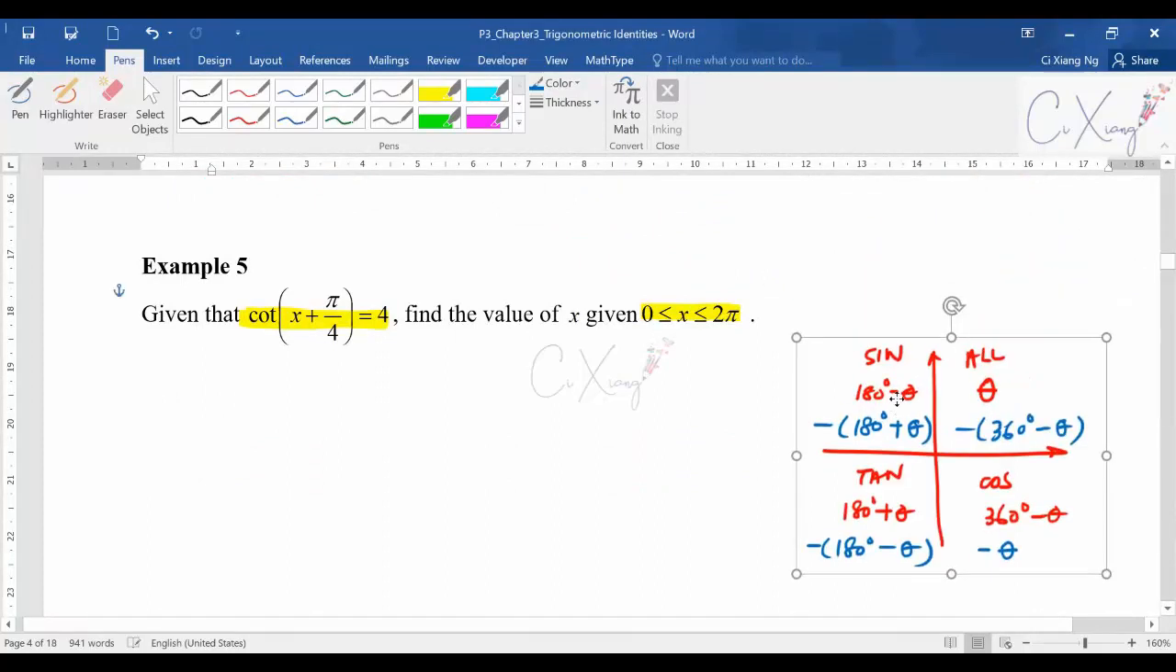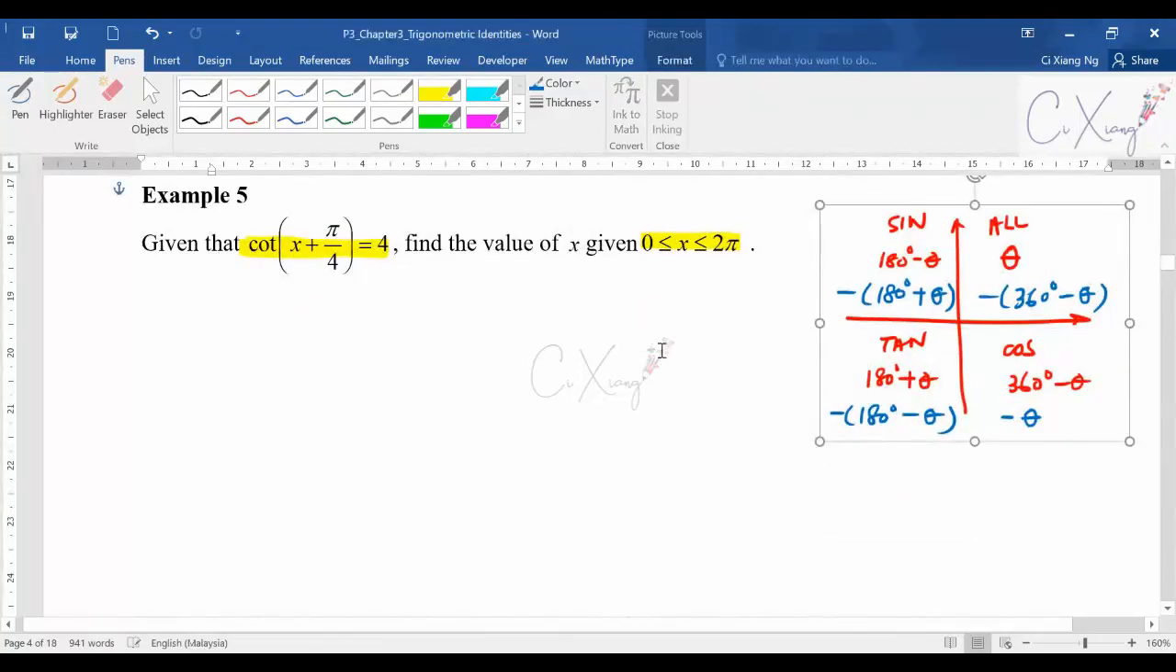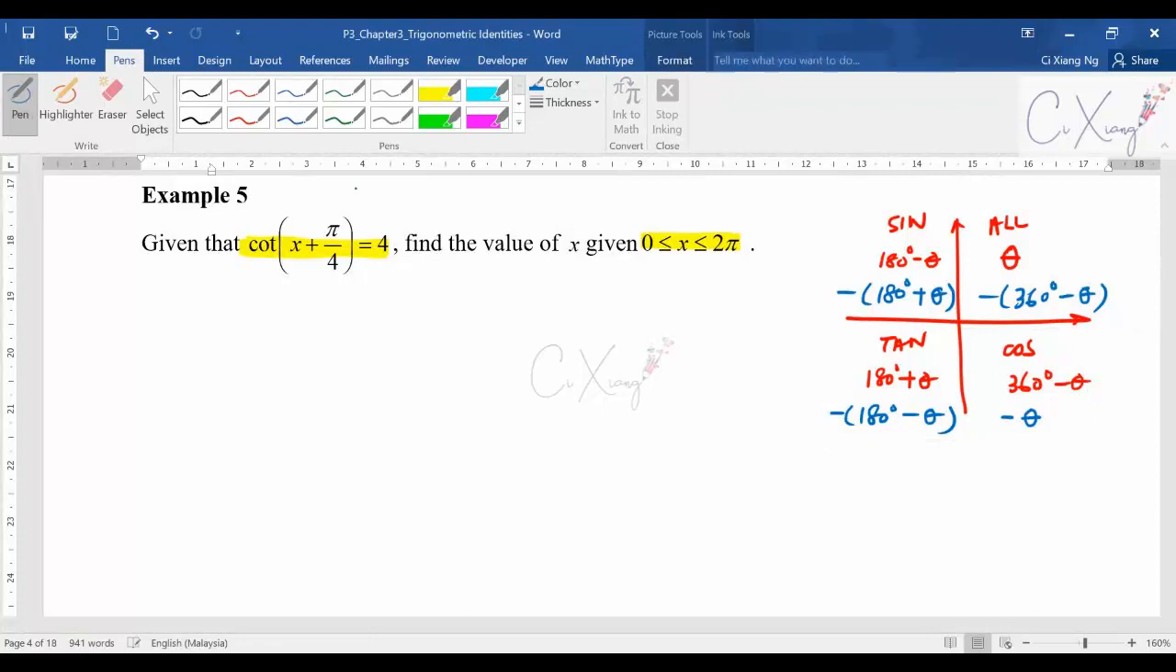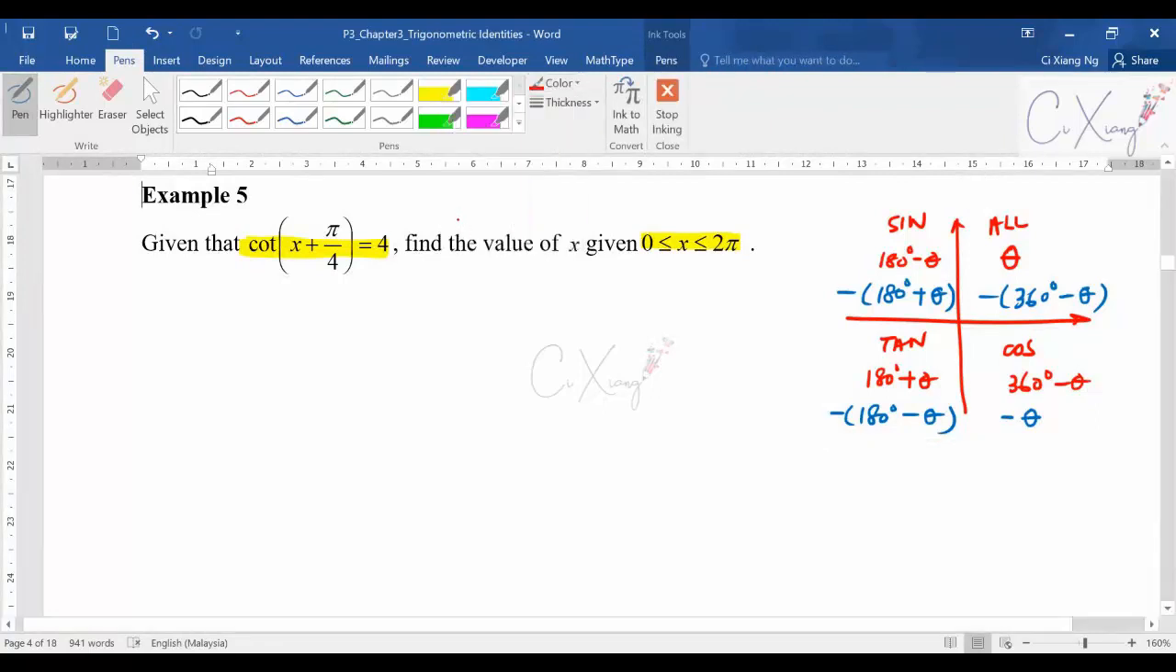Okay, so maybe I will drag this down. Who knows, maybe we need to use it. Okay, so let's have a look here. I want to use the very basic method to solve this one. I don't want to apply the compound angle formula. So how can we do it?